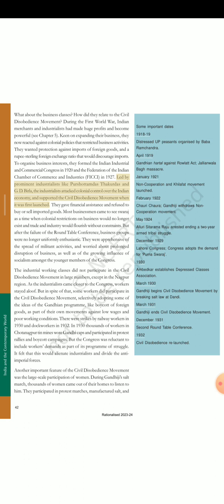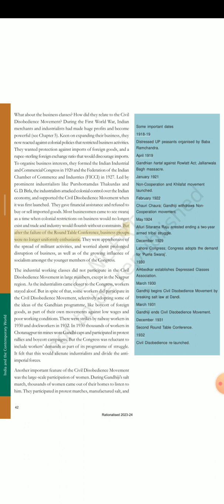Led by prominent industrialists like Purushottamdas Thakurdas and G. D. Birla, the industrialists attacked colonial control over the Indian economy and supported the civil disobedience movement when it was first launched. They gave financial assistance and refused to buy or sell imported goods. Most businessmen came to see Swaraj as a time when colonial restrictions on business would no longer exist and trade and industry would flourish without constraints.